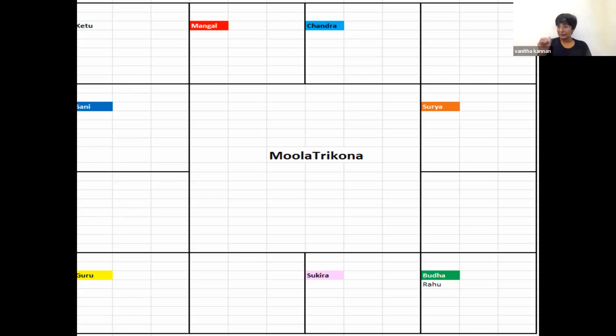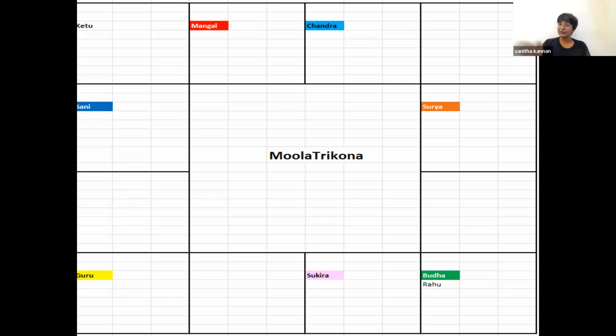Now coming to the Buddha. We'll see Rahu and Ketu later, but we'll see the Buddha first. What are the two houses for the Buddha? Mithuna and Kanya. Among these two houses, even though it has two, it feels very excited and happiest only when it is in the Kanya Rasi. When it is in the Kanya Rasi, Buddha feels the happiest.